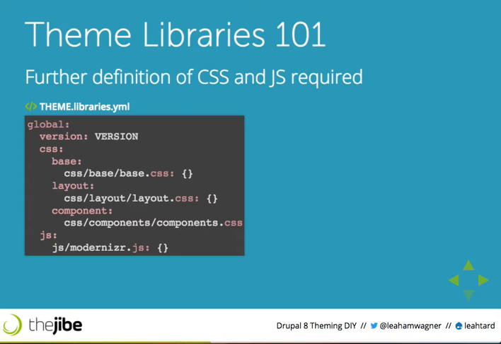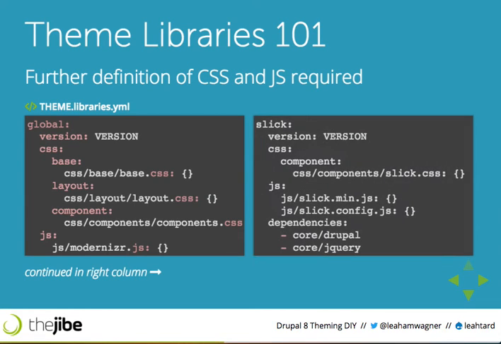But what we're going to do here is a precursor to what we're going to talk about later. We're going to add a second theme library here, and this is the Slick theme library. So Slick is a slideshow JavaScript library that, like jQuery Cycle or BX Slider or Flex Slider, but this one's my favorite. So here we have defined the CSS and the JS that is needed for that library.